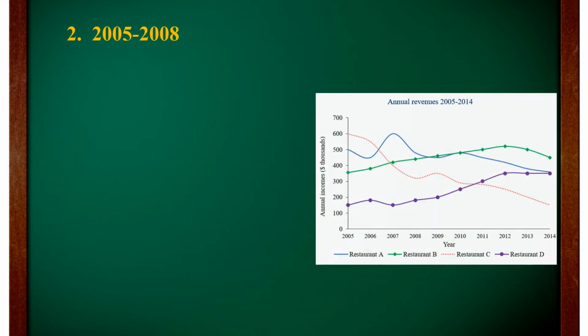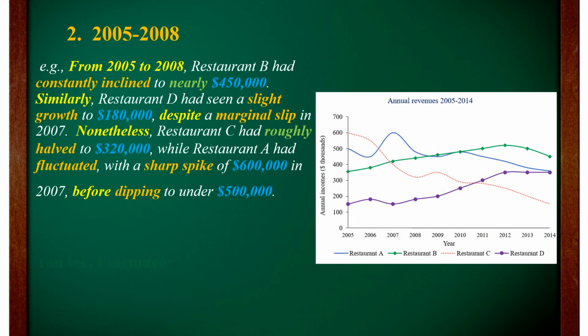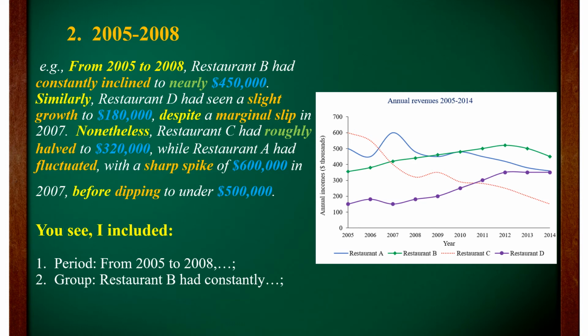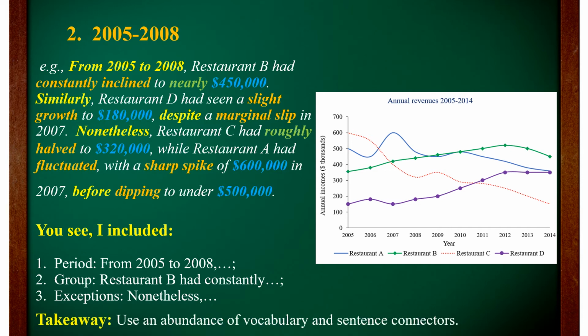The second main feature is the 2005 to 2008 period. In this period, I first describe the rising trend in restaurant B and D by starting with restaurant B first because it had higher value before proceeding to restaurant D. Then I move on to the other two restaurants which show reverse trend, decreasing for restaurant C and fluctuating for restaurant A. Remarkably, I employ an abundance of vocabulary and sentence connector to describe trend.